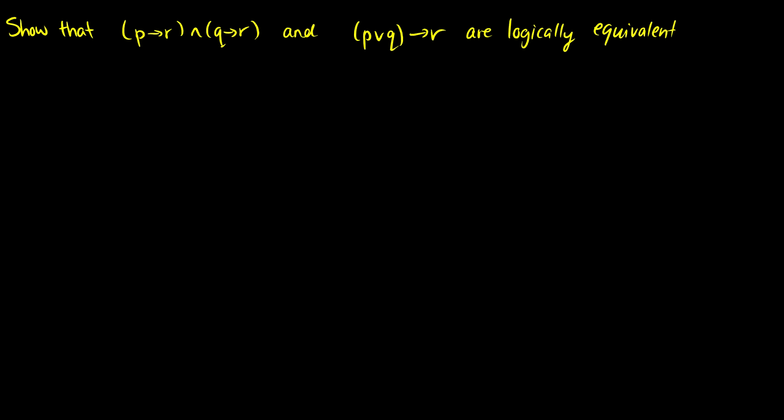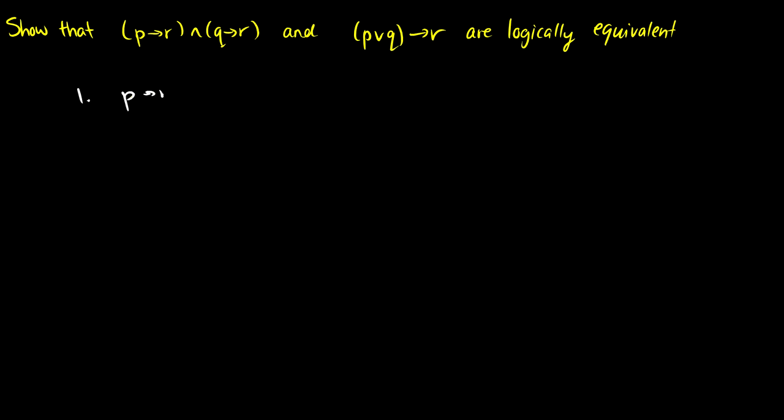Okay, second one, we want to show that P arrow R and Q arrow R is equivalent to P or Q arrow R. We could make this an arrow and show this is a tautology between these two well-formed formulas, but instead I'm just going to reduce the first statement to the second statement.